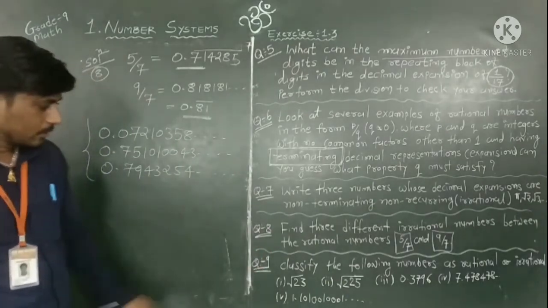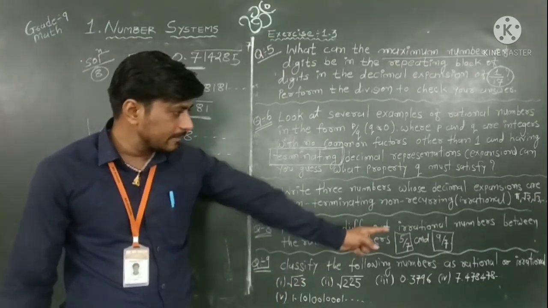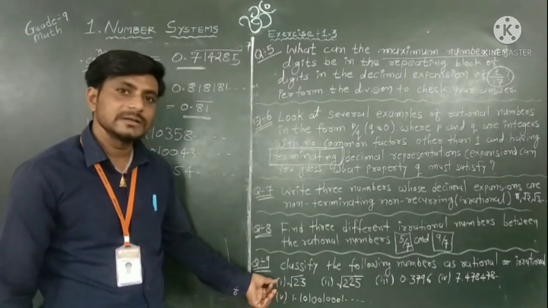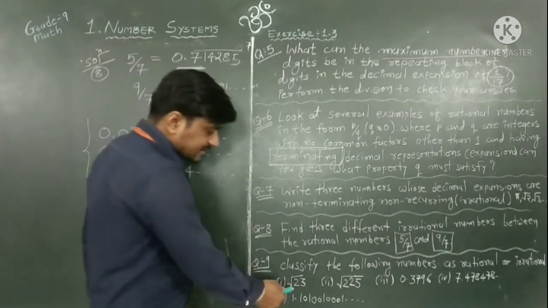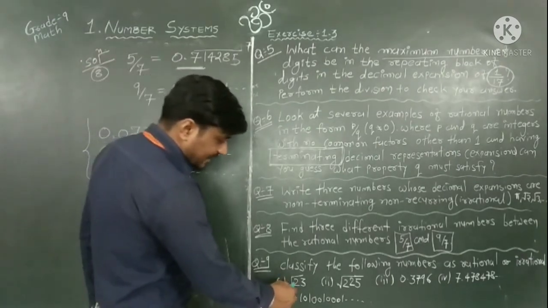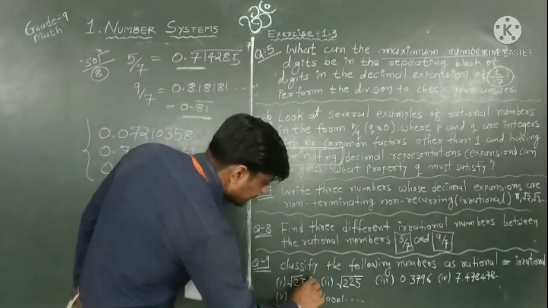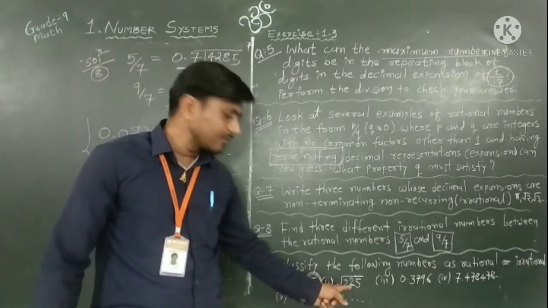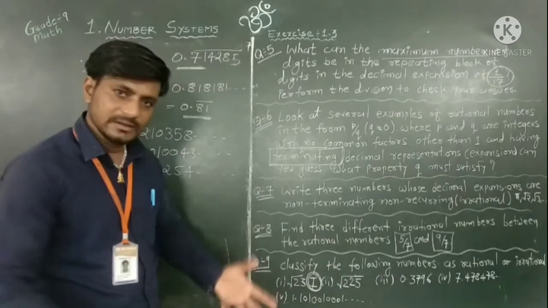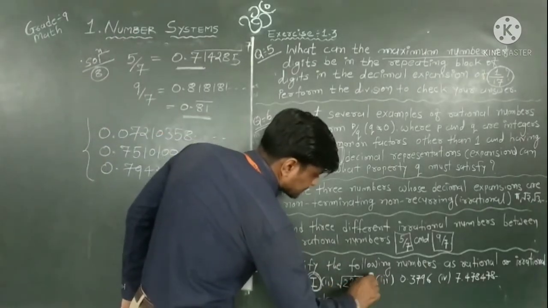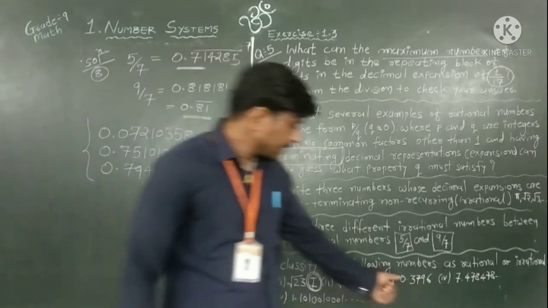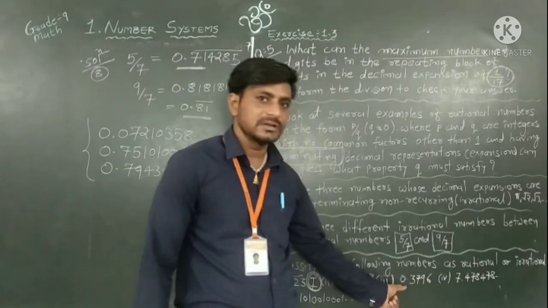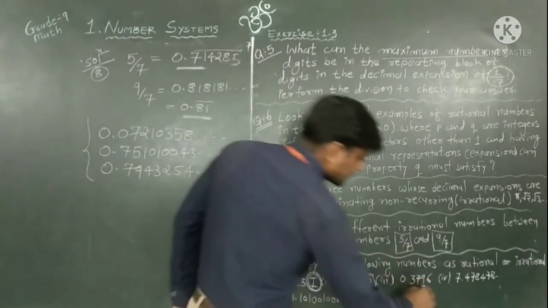Got it? Now look, last example. Classify the following numbers as rational or irrational. Now we have to identify which one is rational and which one is irrational. So 23 is a prime number. So under root of 23 is an irrational number. Okay. Under root of 225 is 15 and 15 is a rational number. So this is a rational number. Again, if you remove this decimal point, it is 3796 upon 10,000. That means it is in p by q form. So this is a rational number.